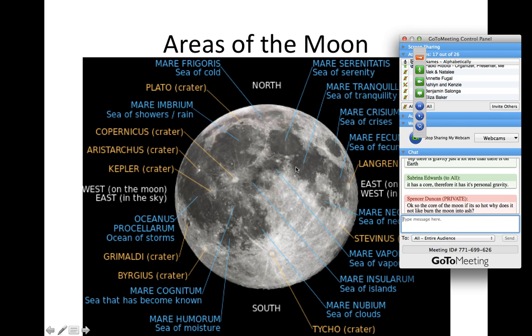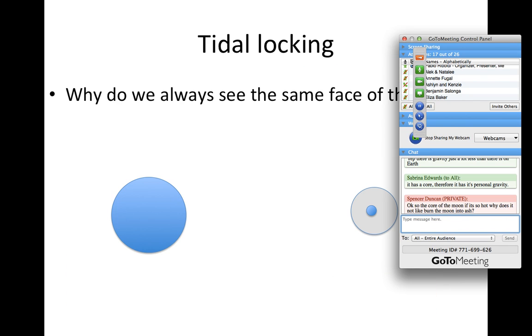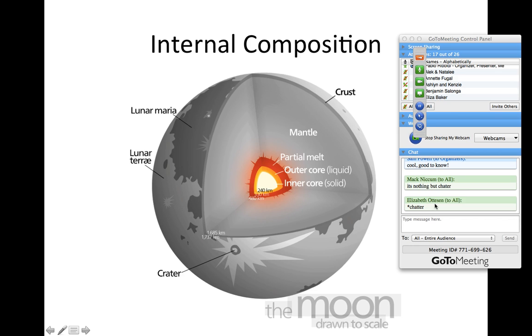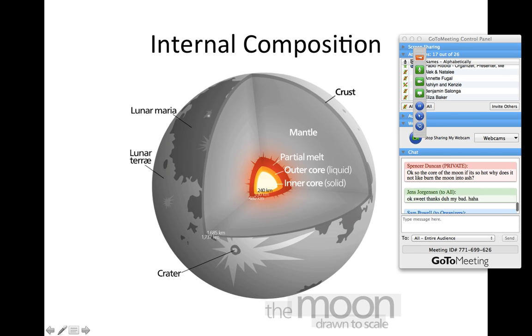Okay, all right. Oh, this now really got confusing. Let me see. Okay, here is where we are at. So the core of the moon, if it's so hot, why does it not burn the moon into ash?